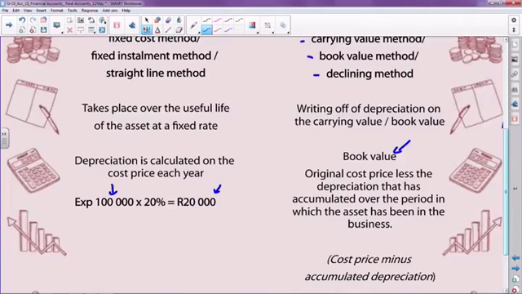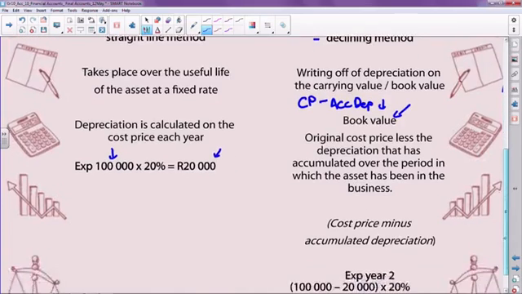Now, how do I get the book value? I need to take the cost price minus all the value lost, so therefore the accumulated depreciation from all the previous years, and then you'll get the book value, or I can call this the carrying value.